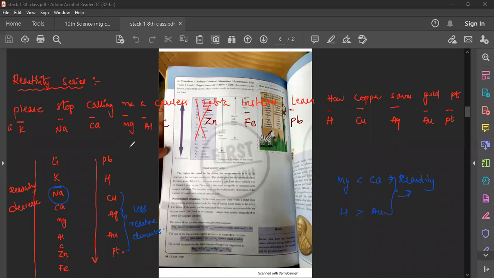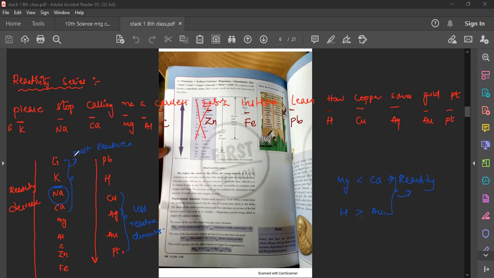Whatever the elements are there in the starting of the series are the most reactive elements. That means they can lose the electron easily, right? Then what about the last elements? These are the least reactive elements, so they cannot lose the electron easily. So starting elements can form the electropositive nature easily. If they lose the electron, it will form the electropositive nature.